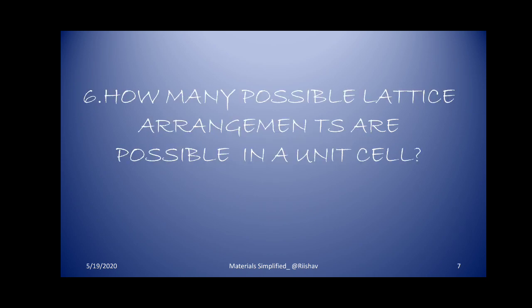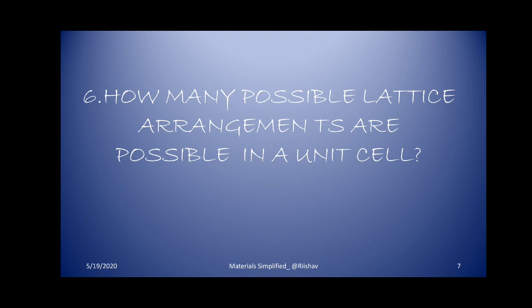There are 4 different lattice arrangements which are possible in a unit cell. They are primarily known as PIFC arrangements, where P stands for primitive or simple type, I stands for body centered type, F stands for face centered type, and C stands for end centered, or we sometimes call it base centered. Now, what is P, what is I, what is F, what is C?